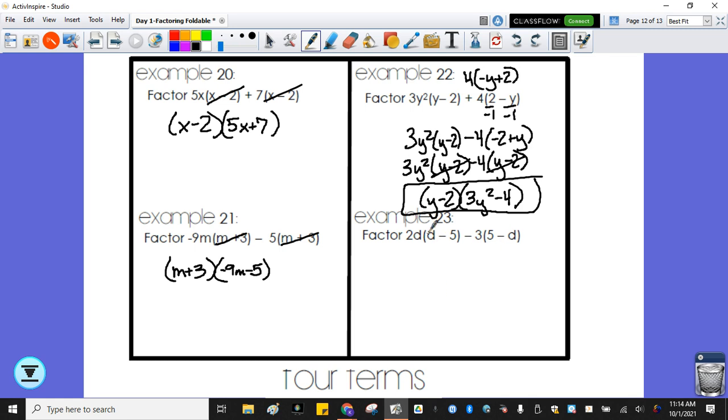All right. Again, d minus 5 and 5 minus d, our signs are messed up. Just divide by negative 1. So instead of bringing out a negative 3, I should have brought out a positive 3.